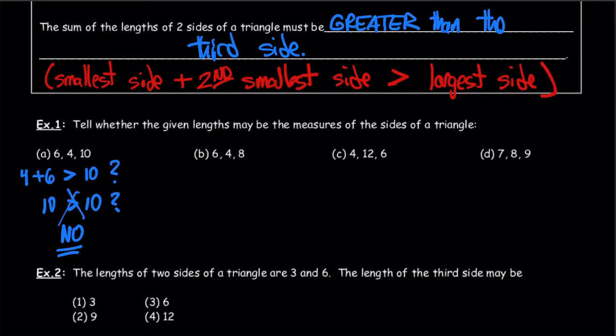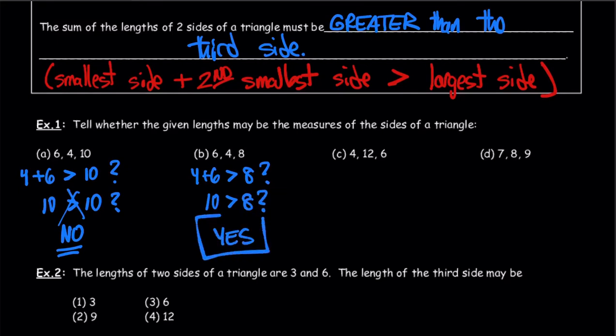How about the next one? 4 plus 6, is it greater than 8? Then you add up 4 plus 6, that's 10. Is 10 greater than 8? Yes. So in that scenario, it works. Those sides would make a triangle. The next one, here's where it gets tricky, because if you just get used to doing it left to right in order, you can't determine it, because notice 4 plus 12 is greater than 6, but we're not picking the two smallest sides. You always add the two smallest sides. So here I would do 4 plus 6, is it greater than 12? 4 plus 6 is 10. Is 10 greater than 12? No. Does not make a triangle.